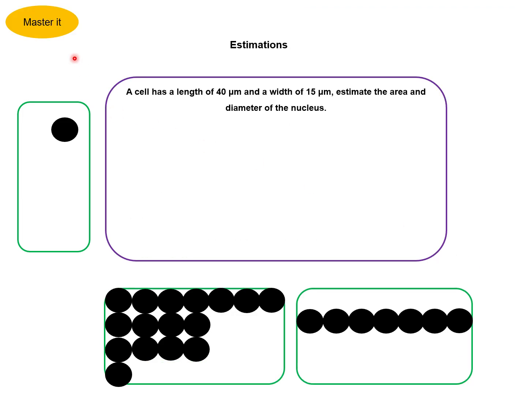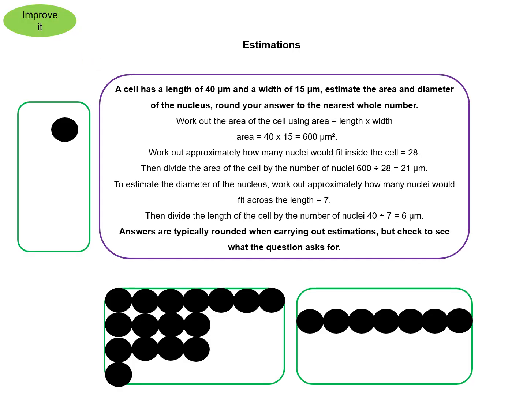So here's a question to practice. Pause and take as long as you need. So a cell has a length of 40 micrometers and a width of 15 micrometers. Estimate the area and diameter of the nucleus and round your answer to the nearest whole number. So work out the area of the cell. So that's area equals length times width. 40 times 15 equals 600 micrometers squared.